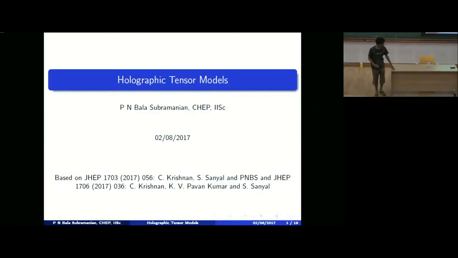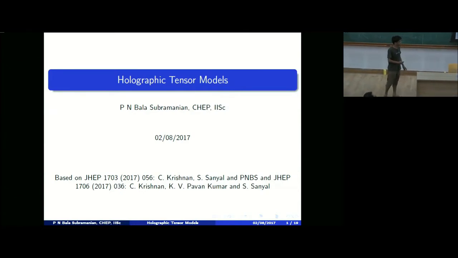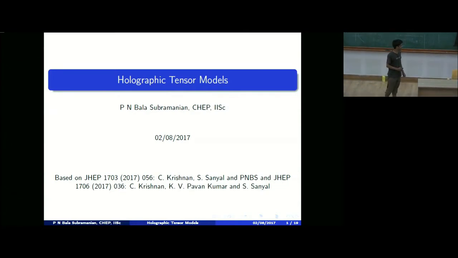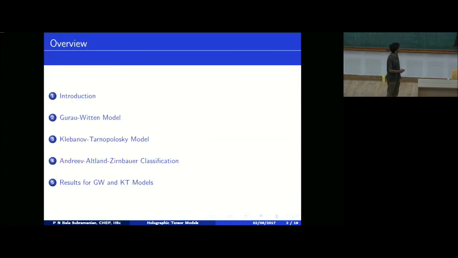Anyway, today I'll be talking about holographic tensor models based on the work I did with Chetan and Sambuddha from ICTS, and also on the work that Chetan, Pawan, and Sambuddha did on a follow-up paper. So, this is an overview of the talk.